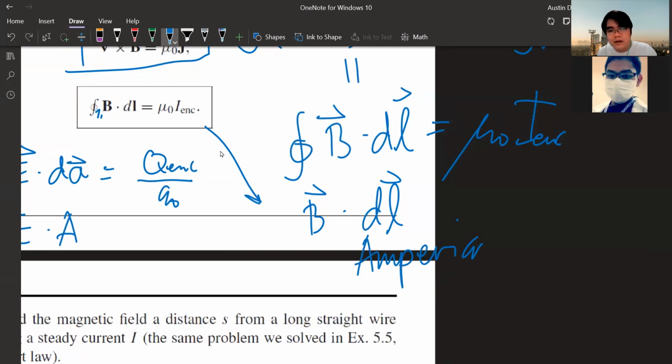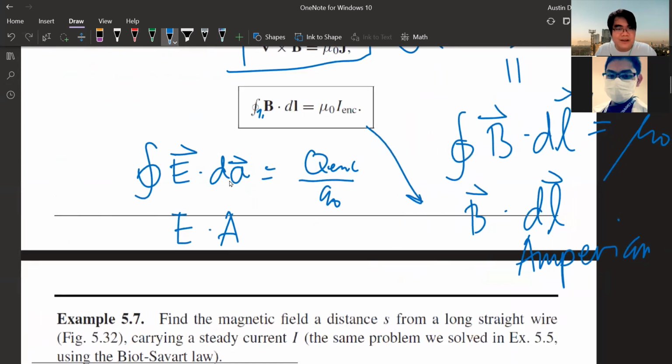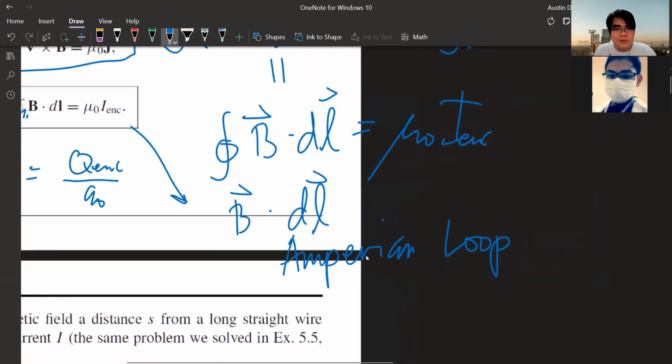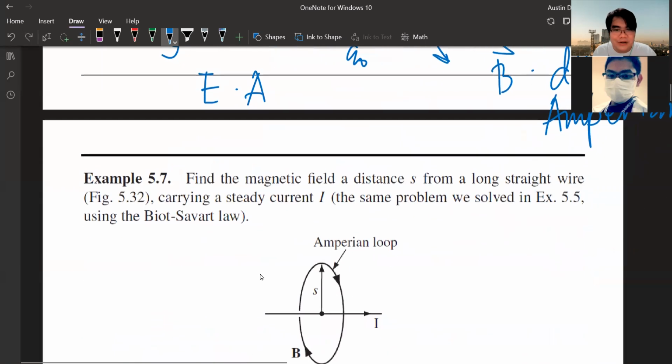Amperian loop. So last time, Gaussian surface yung ano natin. Okay, Gaussian surface. So this time, Amperian loop. So let's try. Try natin yung example para hindi tayo medyo lost.